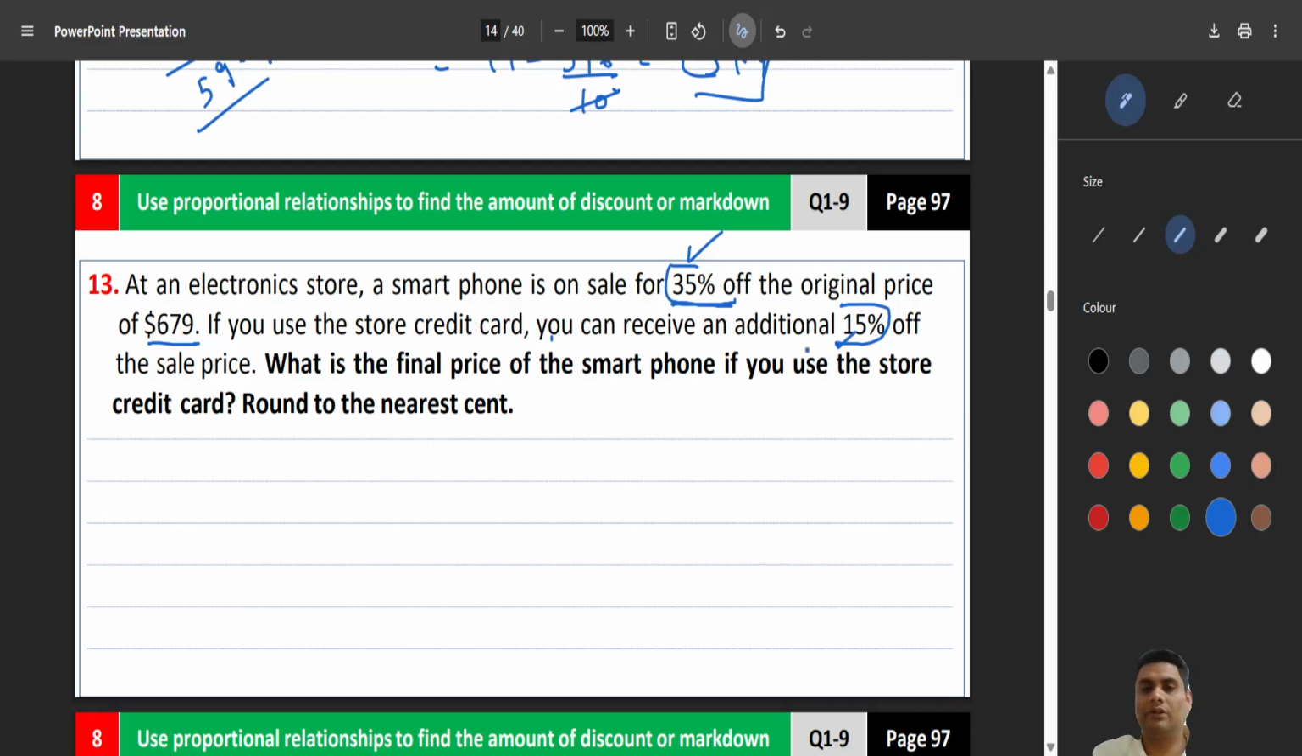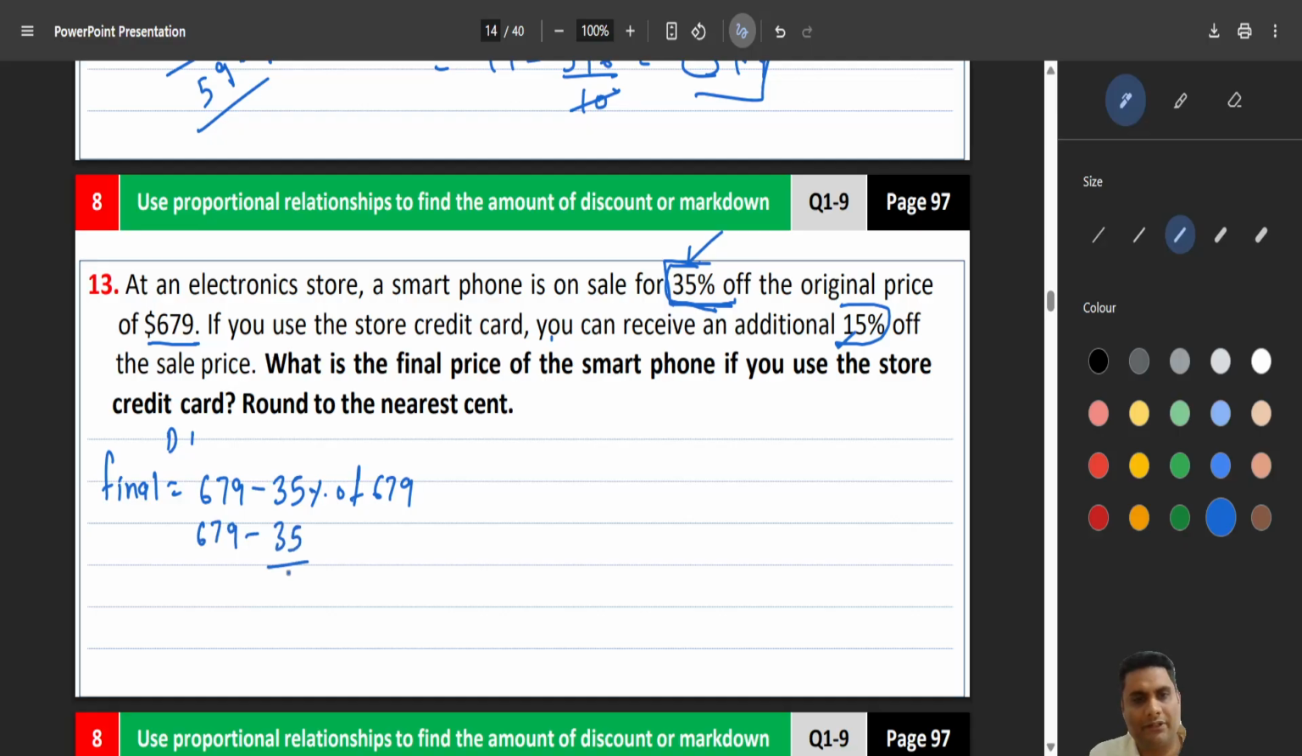Now, some students will do 35 plus 15 is 50%. So they will find 50% of 679 and they will solve the question. That is not the right way. First of all, if you get a discount, you have to apply the first discount only. So let's say discount 1. The final price will be 679 minus 35% of 679.